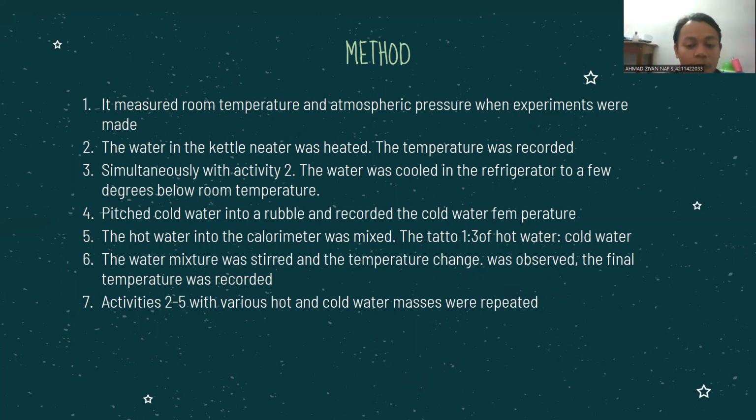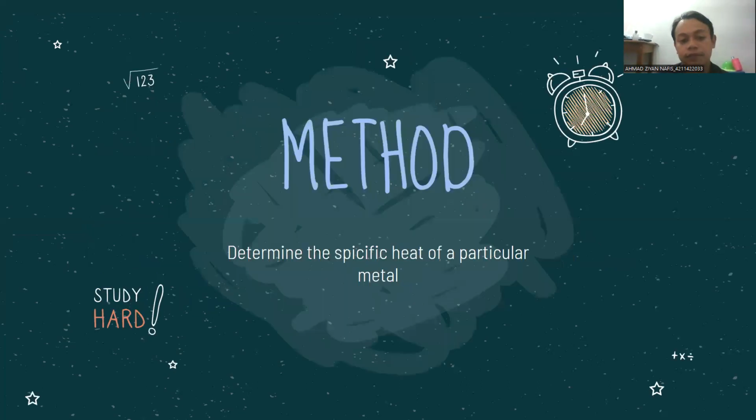The ratio is 1/3 hot water to cold water. 6. The water mixture was stirred and the temperature change was observed. The final temperature was recorded. 7. Activities 2 to 5, which vary the hot and cold water mix, were repeated.